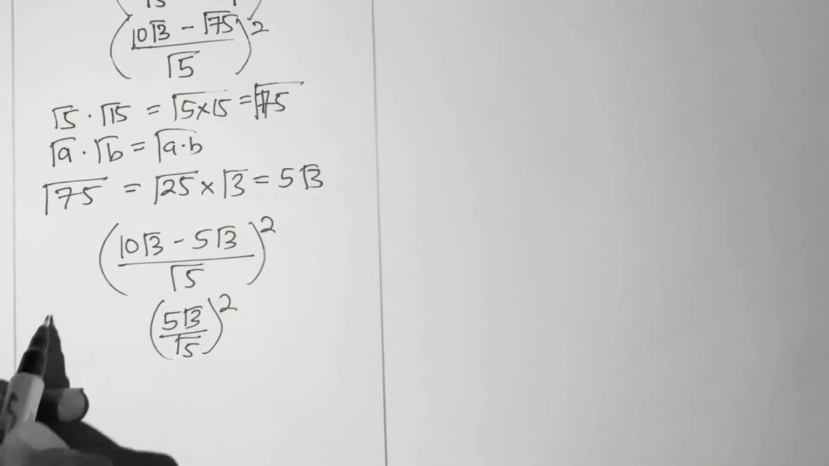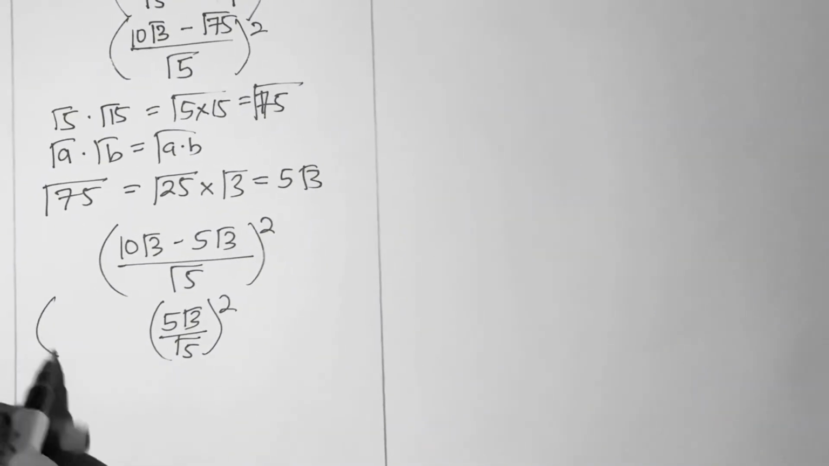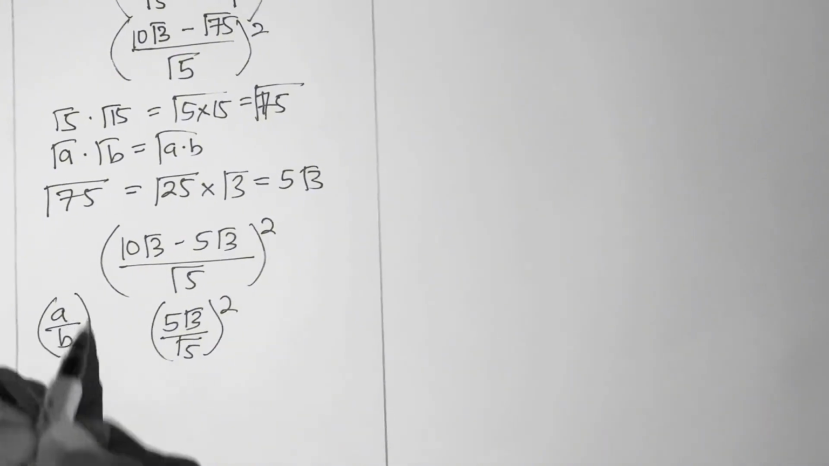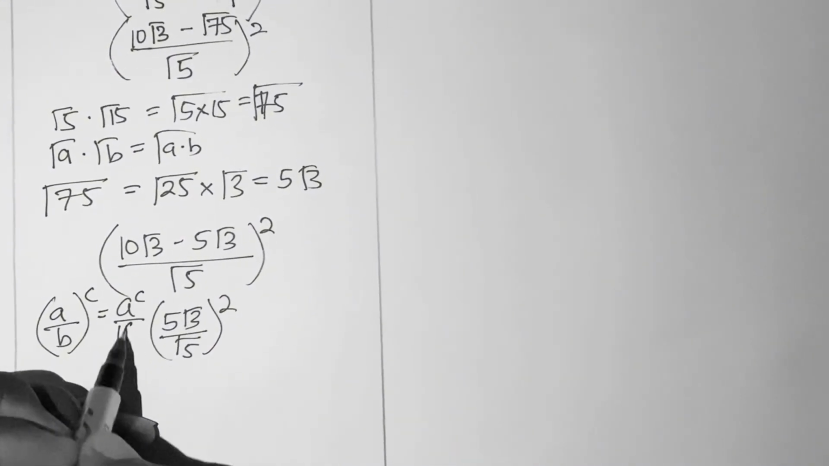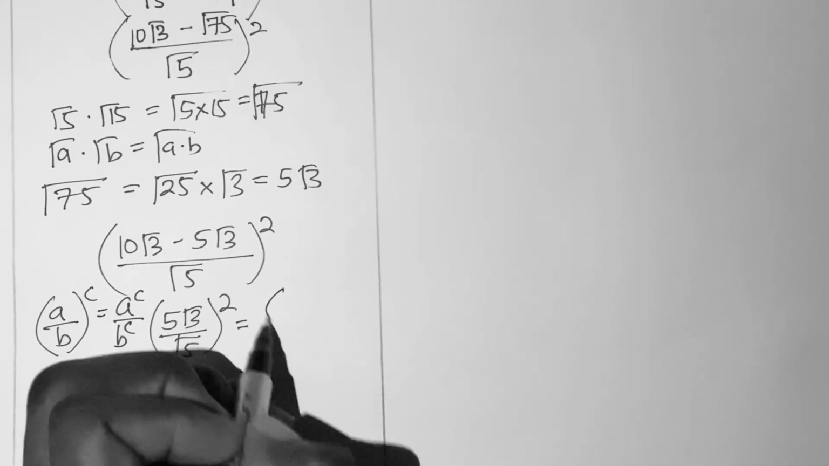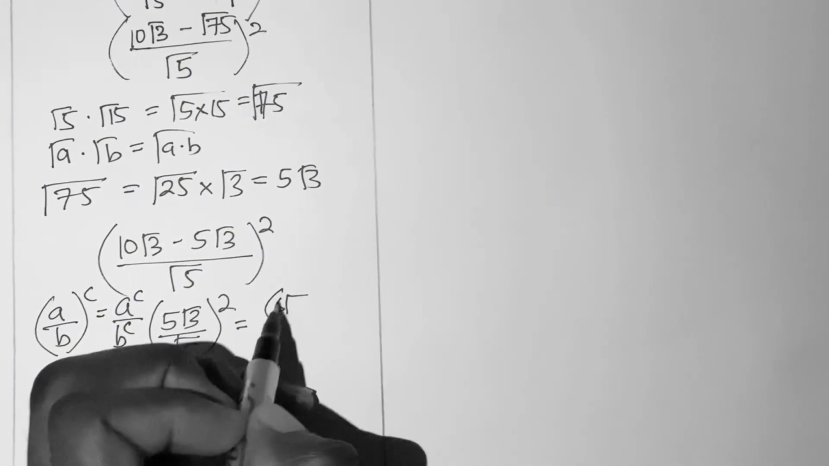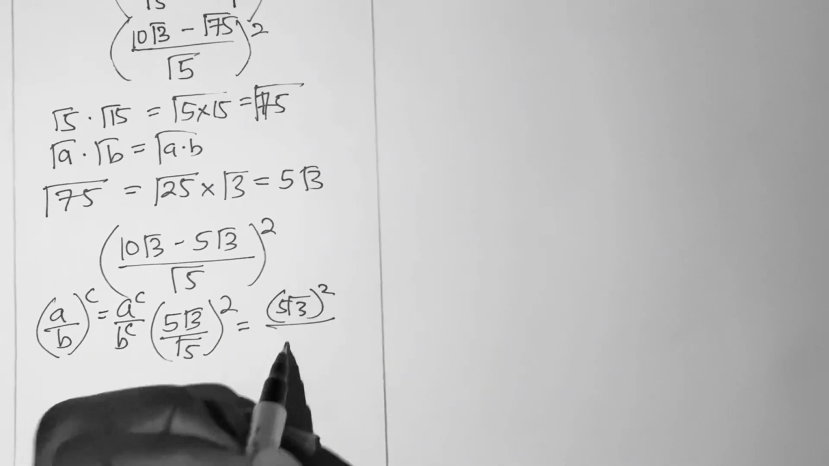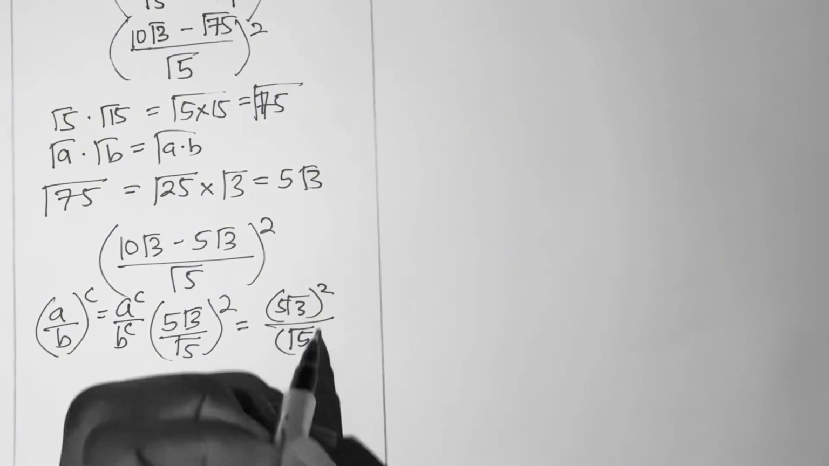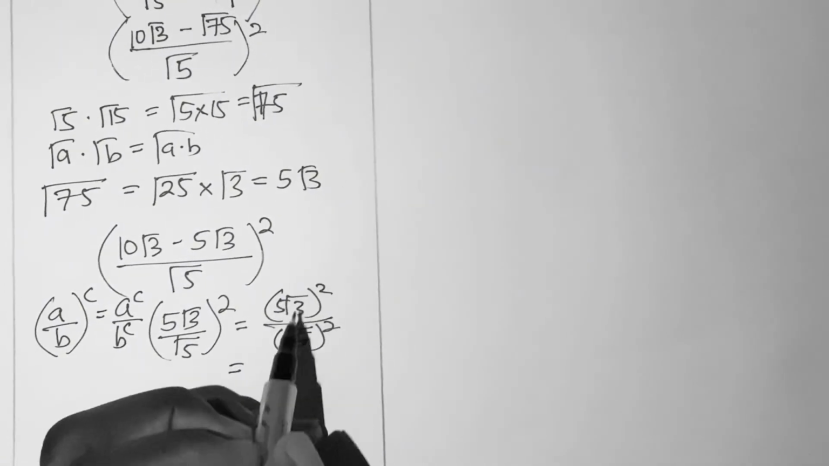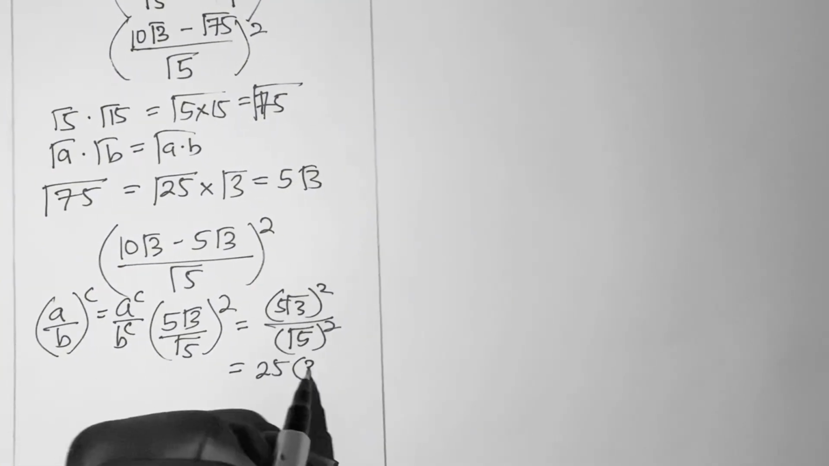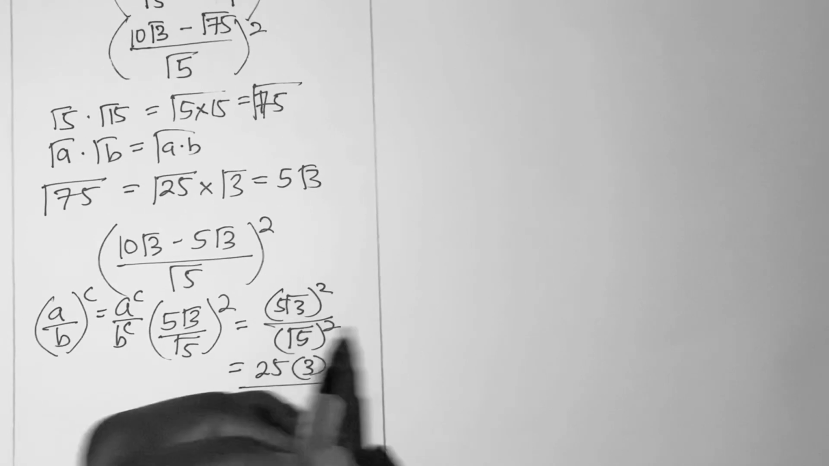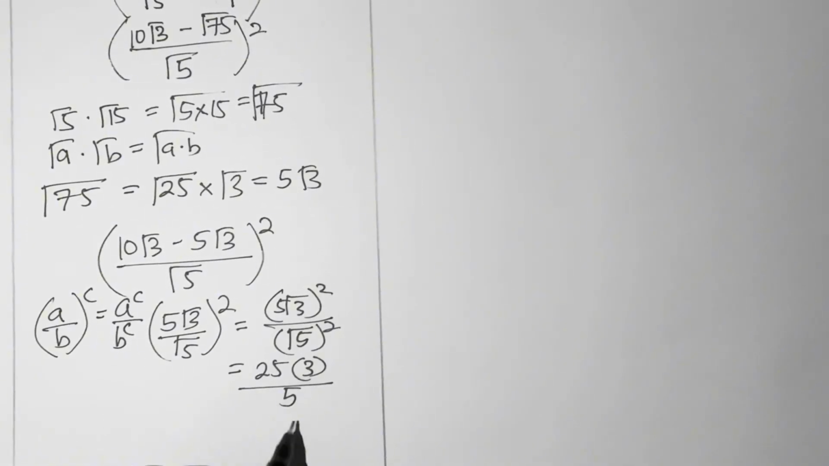So now A over B all exponent C is equal to A exponent C divided by B exponent C. So this is equal to 5 root 3 squared divided by root 5 all squared. And this is equal to 5 squared is 25. Then root 3 squared is 3, divided by root 5 squared is 5.